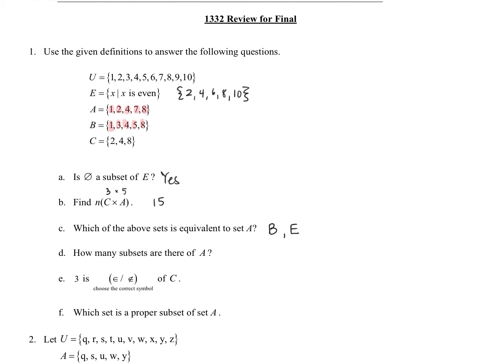All right, part D. How many subsets are there of A? For this, it's always 2 to some power, and the power is always the number of elements in that set. So since there are 5 elements in set A, it would be 2 to the 5th. So that would be 32.